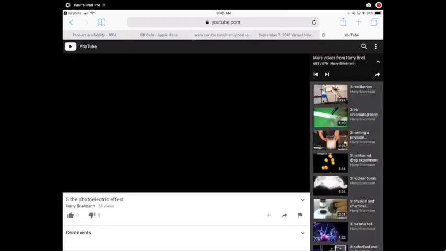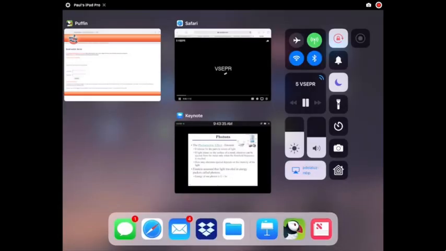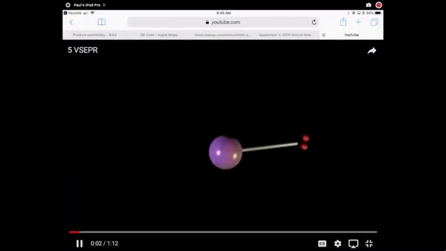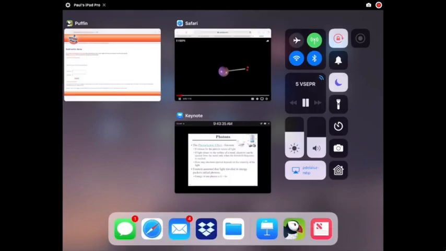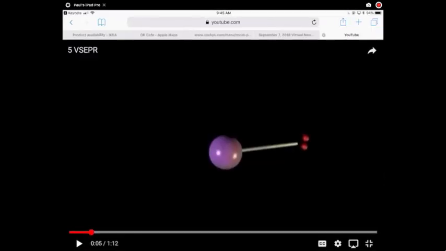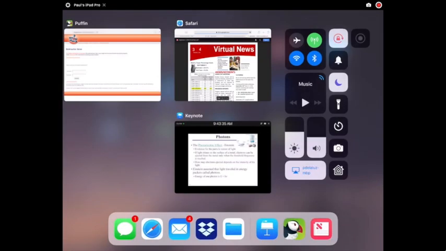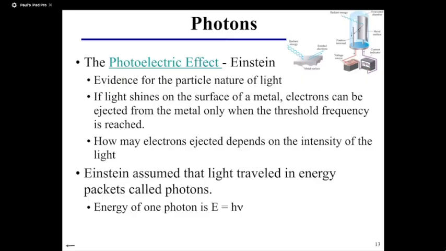Okay, so the photoelectric effect. The electron pairs that surround the central atom are most likely. Stop. Okay, the photoelectric effect from Einstein.